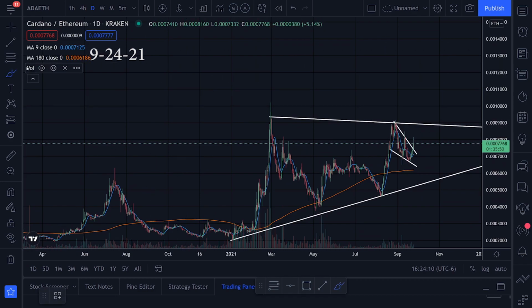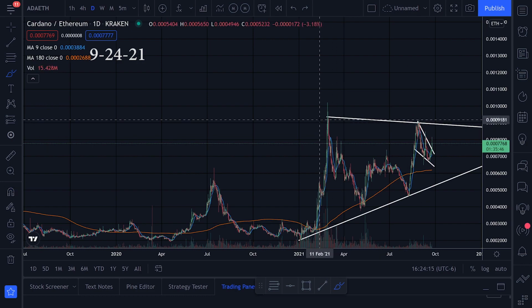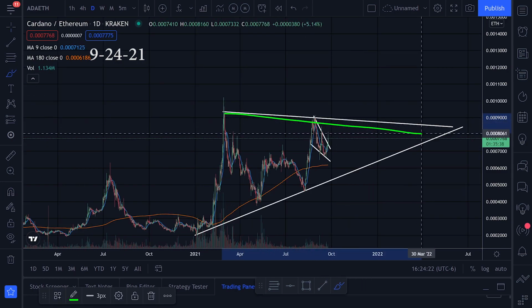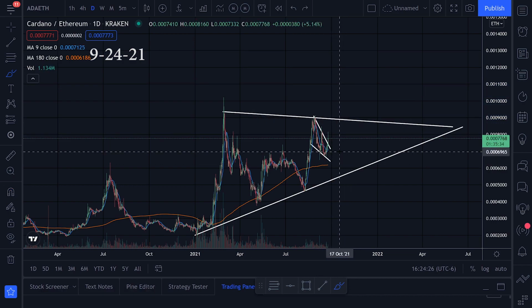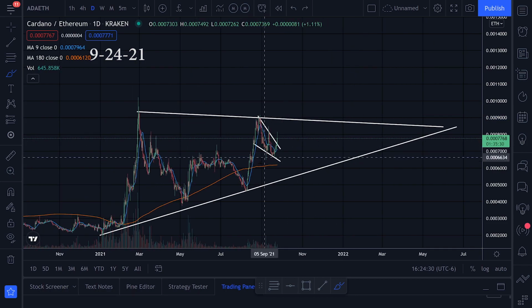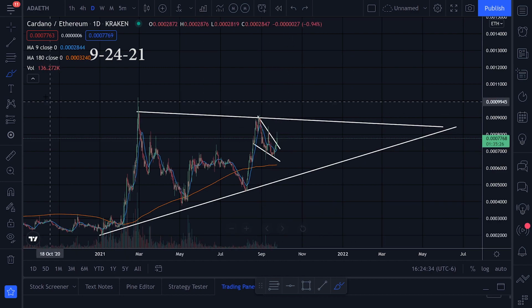And also, if we zoom out a little bit, we have resistance right here, resistance right here. It looks like we're coming up on another resistance line. If we could break through that, that'll be also bullish. So we're going to want to keep an eye on this chart. It's looking pretty decent for Cardano right now, actually. I'm kind of curious if this flag pattern is going to play out. We're going to want to keep an eye on the volume, though.